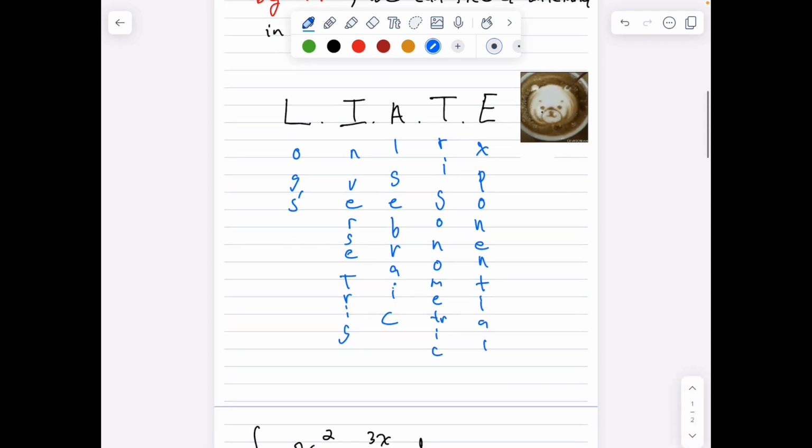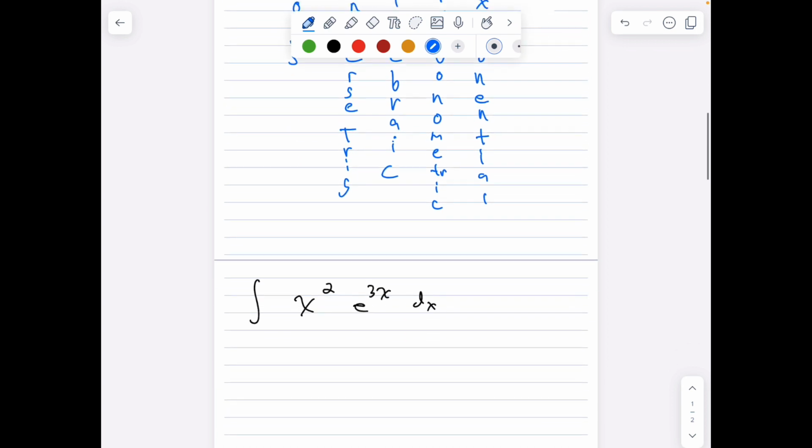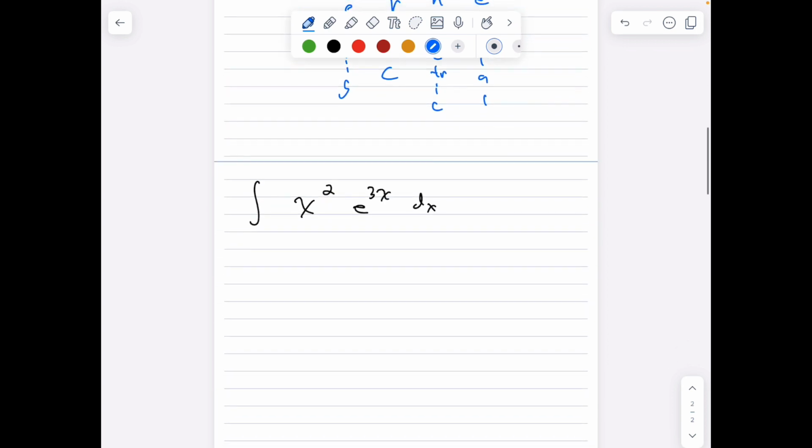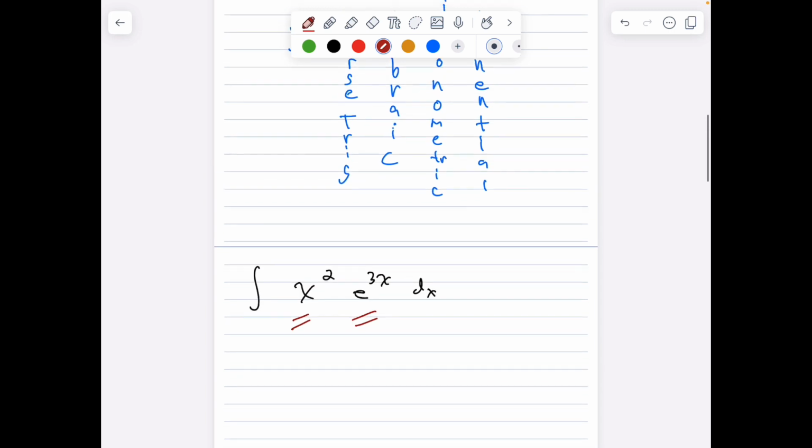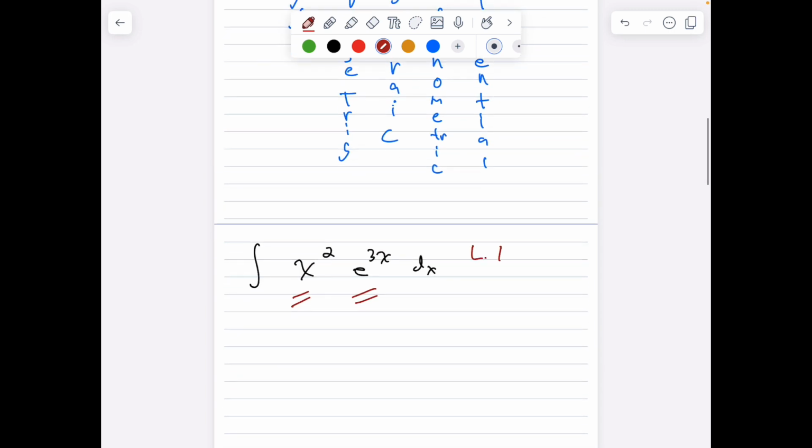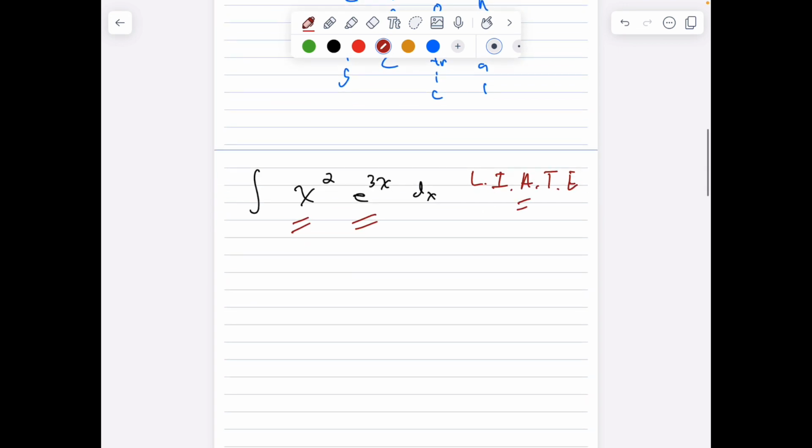Okay, so now let's go ahead and apply this. So if we had x squared e to the 3x here, notice how you have an exponential function and you have an algebraic function. So we check the acronym LIATE. An algebraic comes before an exponential. So my u here would be x squared.